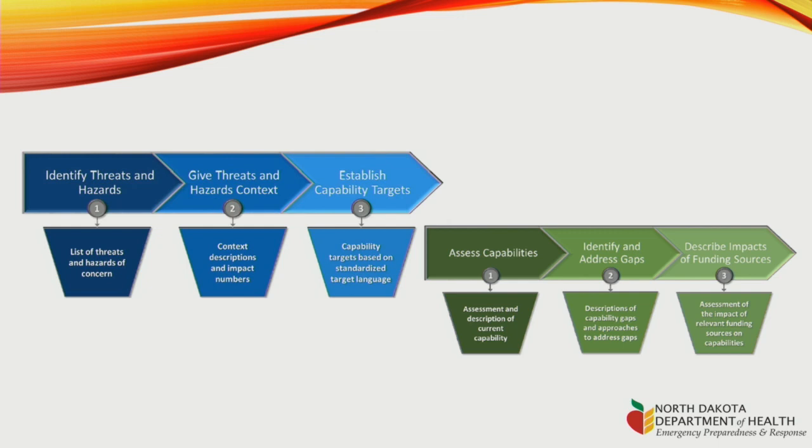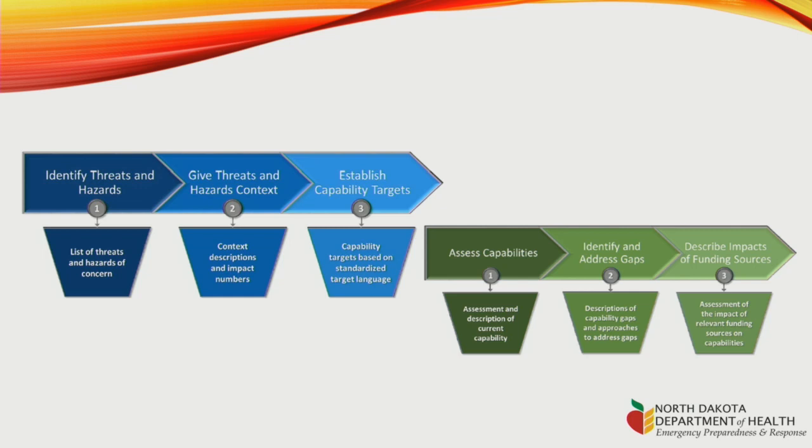Now to discuss the actual THIRA process. The first step is to identify the threats and hazards of concern. You can see this on the blue chart. Based on a combination of past experience, forecasting, expert judgment, and other available resources, communities identify a list of threats and hazards of primary concern to the community. The next step is to give the threats and hazards context. The communities describe the threats and hazards of concern, showing how they might affect their community, or in North Dakota's case, our state.